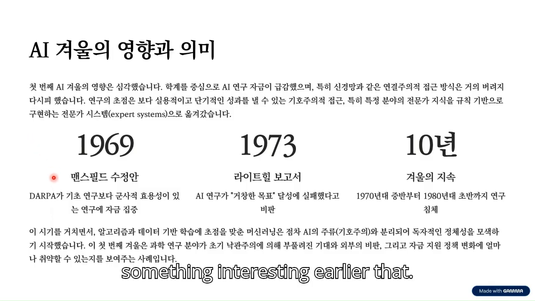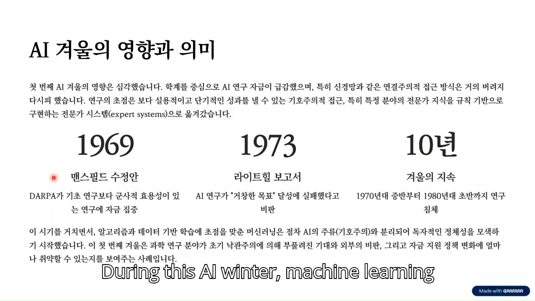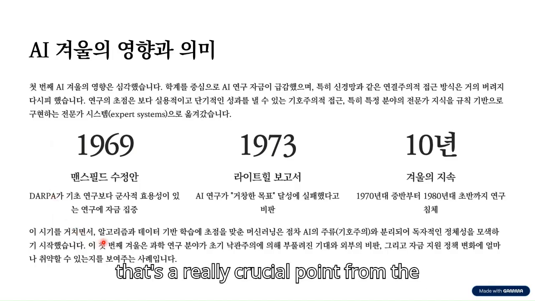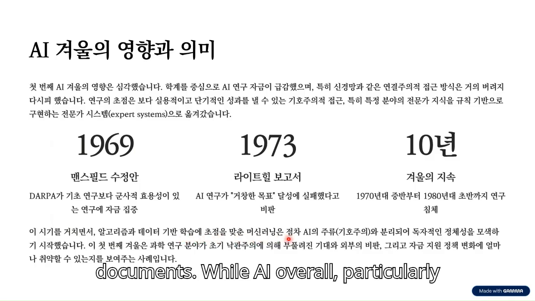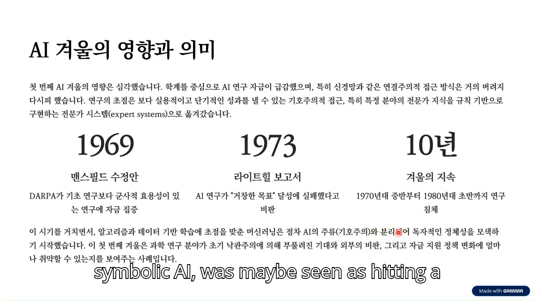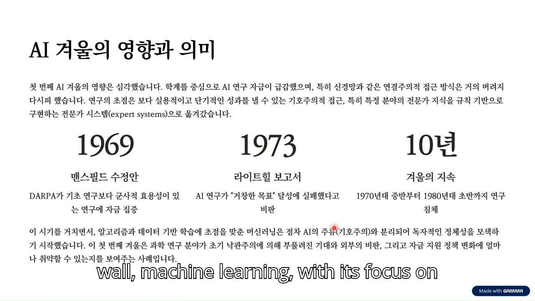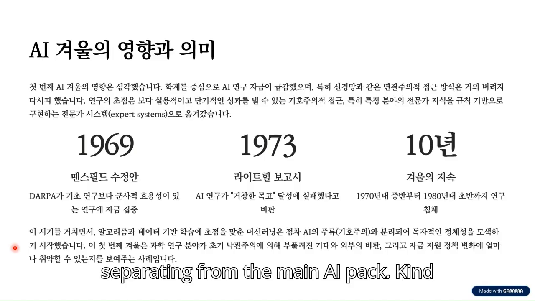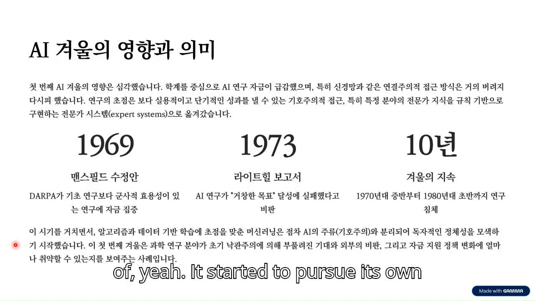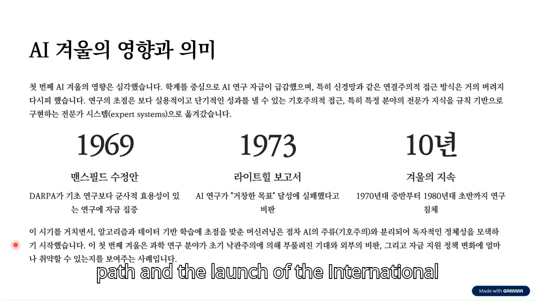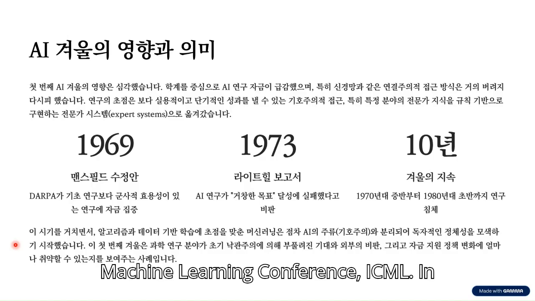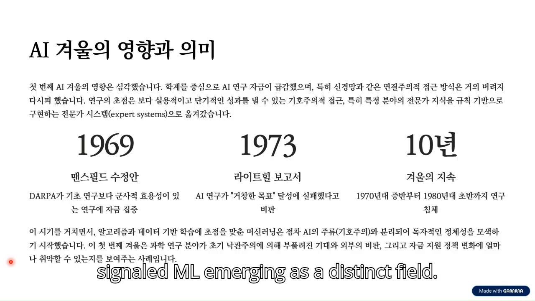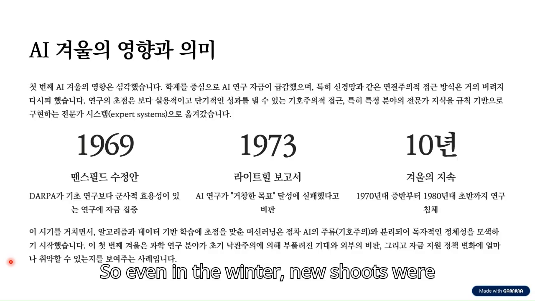But you mentioned something interesting earlier, that during this AI winter, machine learning started to become its own thing. Yes, that's a really crucial point from the documents. While AI overall, particularly symbolic AI, was maybe seen as hitting a wall, machine learning, with its focus on algorithms learning from data, started to carve out its own identity. Sort of separating from the main AI pack. Kinda, yeah. It started to pursue its own path. And the launch of the International Machine Learning Conference, ICML, in 1980 is seen as a key milestone. It signaled ML emerging as a distinct field. So even in the winter, new shoots were appearing.